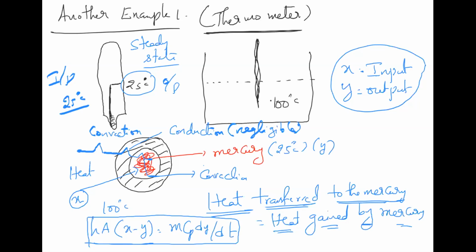During this journey of 25 degrees to 100 degrees centigrade, heat will be transferred from the ambience to the mercury through three modes: convection followed by conduction followed by convection. Let's assume that conduction is negligible. Then you have only convection heat transfer. Then what is the heat balance? Heat transfer to the mercury is equal to heat gained by the mercury. Heat transfer to the mercury is HA into X minus Y, which is equal to mCp into dy by dt. Any doubts here?